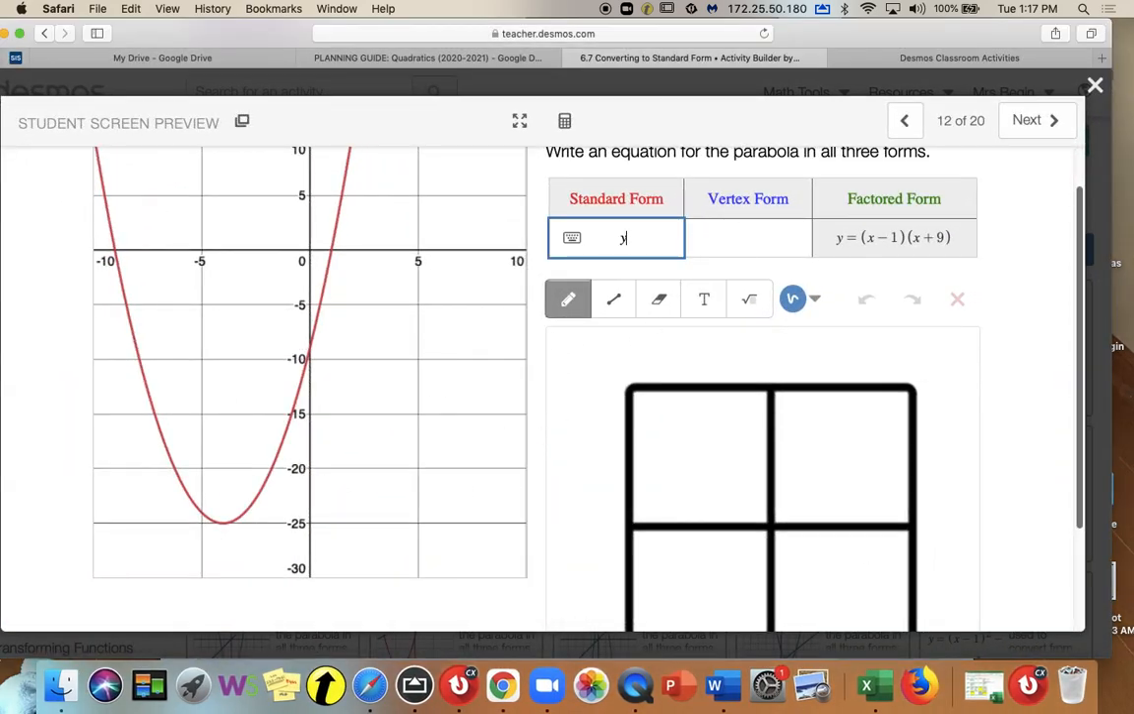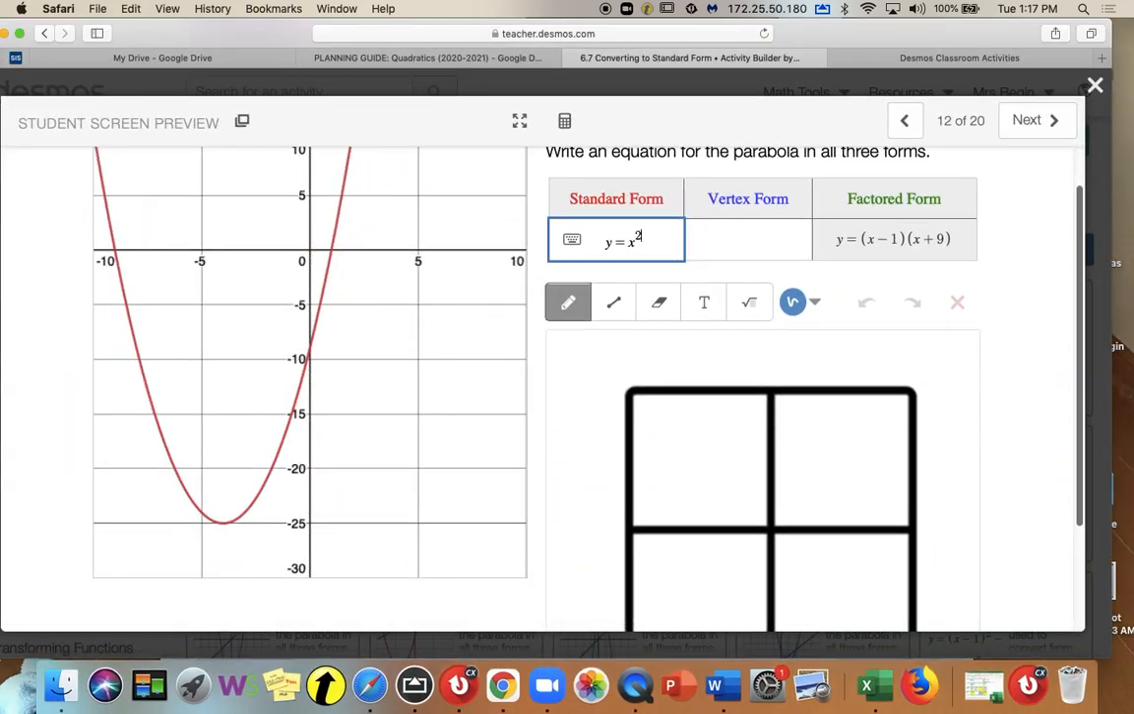So y equals x squared plus 8x minus 9. And it matches the other graph. Let's do the vertex. Oh, this one does shift. Y equals, and it goes left. Ooh, we're going to have to play around with this, it looks like.